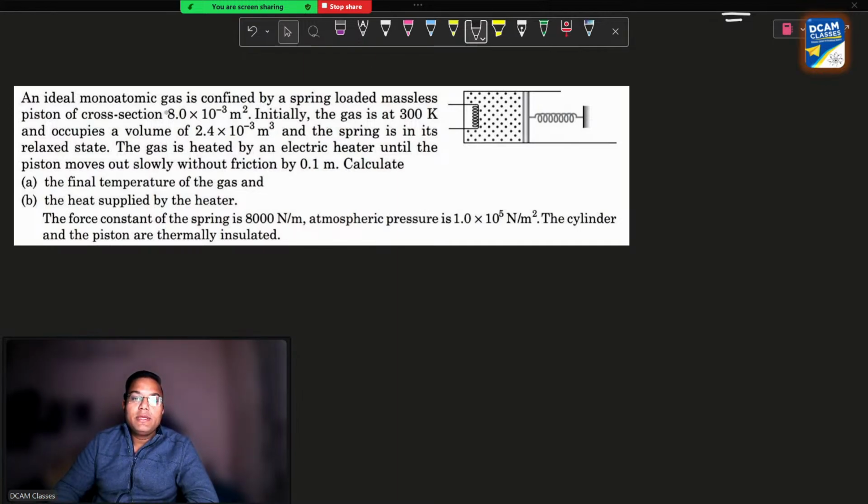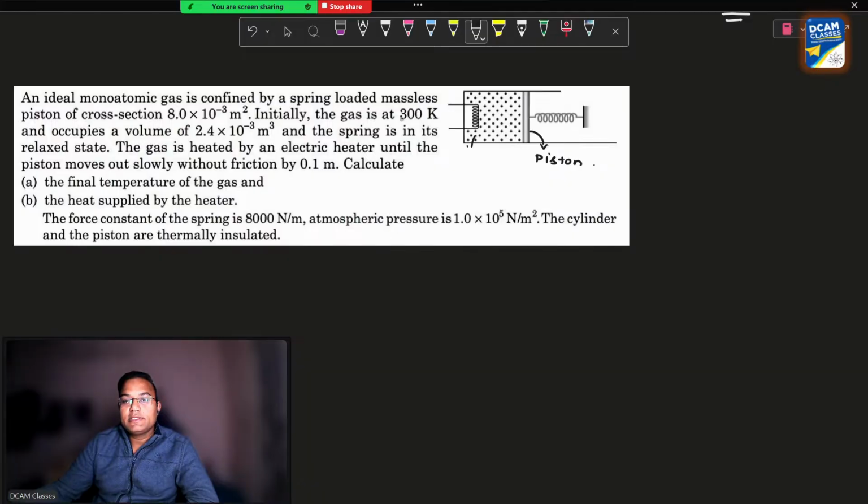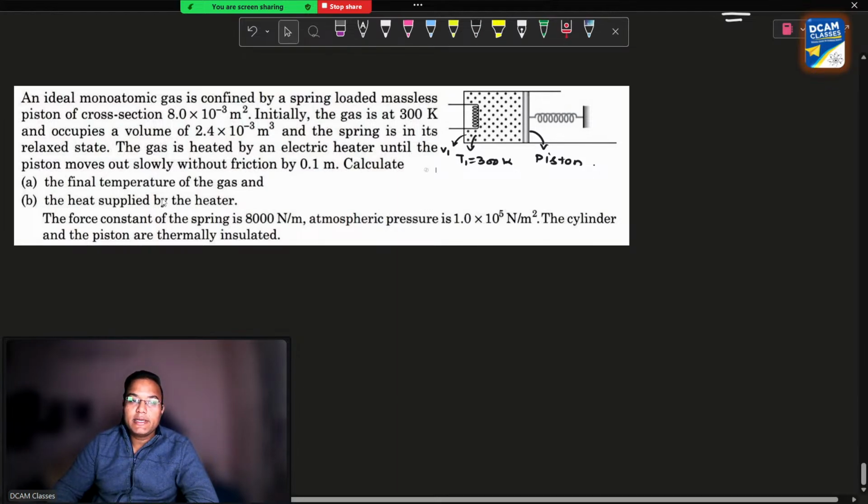An ideal monatomic gas is confined by a spring-loaded massless piston of this cross-section. This one is the piston. Its area is given to us. The gas is initially at 300 Kelvin, means its initial temperature T1 was 300 Kelvin. Initial volume V1 is also given. In this position, the spring was in a relaxed state.